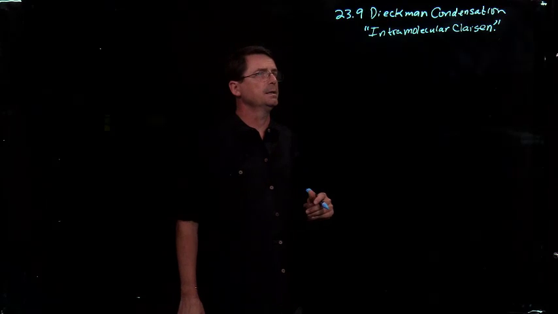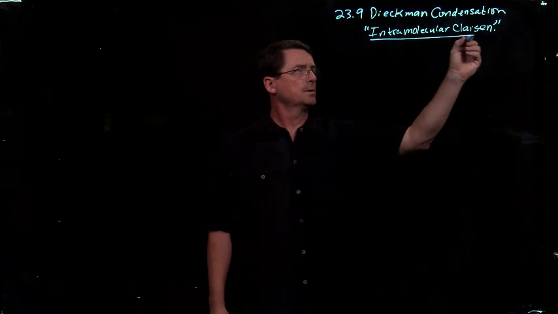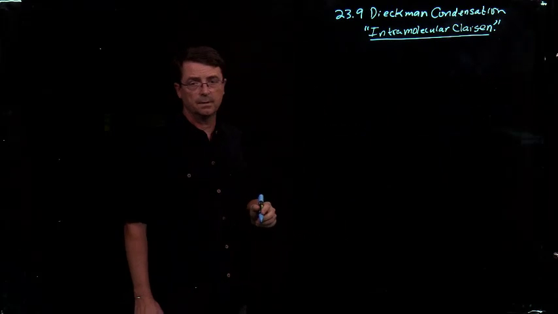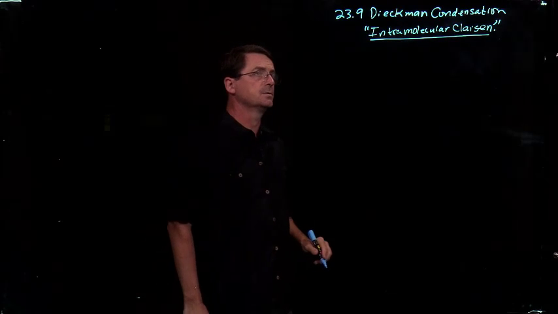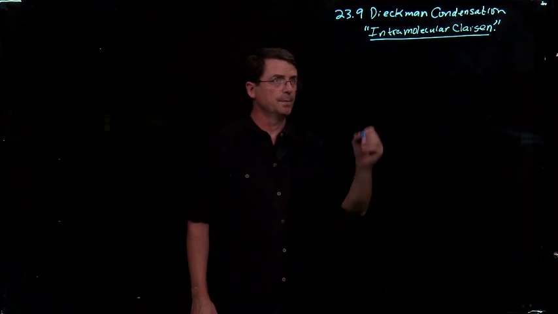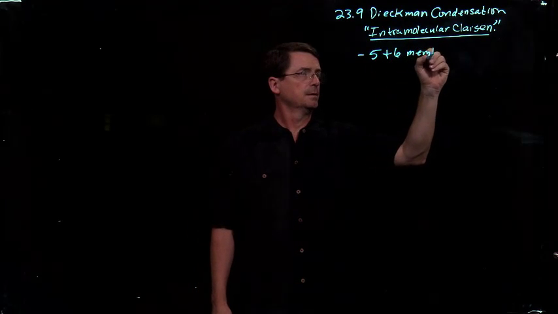Section 23.9, the Dieckmann condensation. The Dieckmann condensation is the intramolecular Claisen condensation. It's similar to what we saw with the intramolecular aldol. It's useful to make 5 and 6 membered rings.